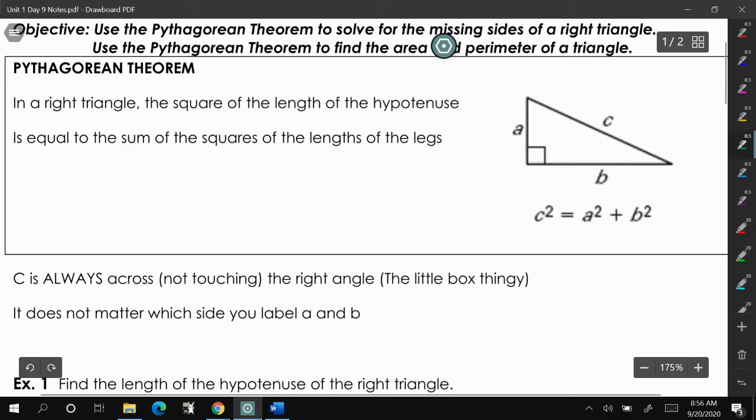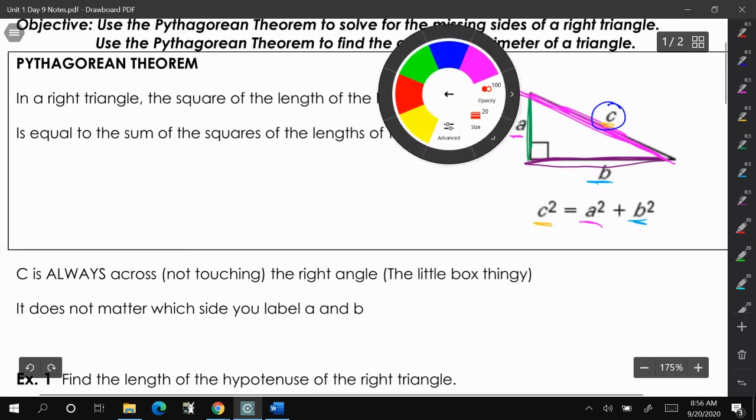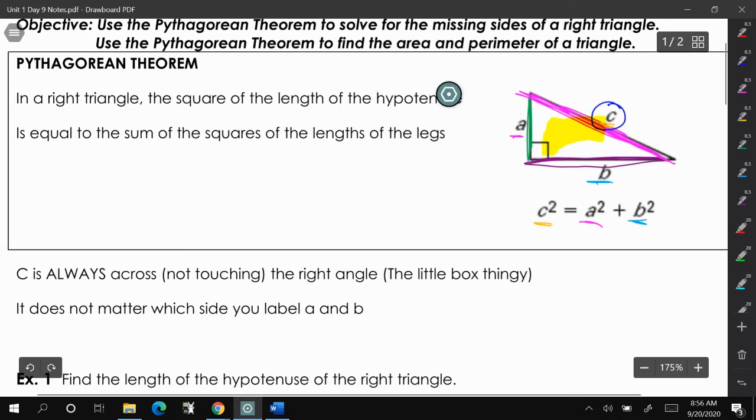If we have a right triangle, we have two sides, and we'll call those legs. And then C right here, the slanted line here, is the hypotenuse. And if you do a squared plus b squared, that will equal c squared. So a couple of things to note is that the hypotenuse is always across from the box. The hypotenuse never touches that box.